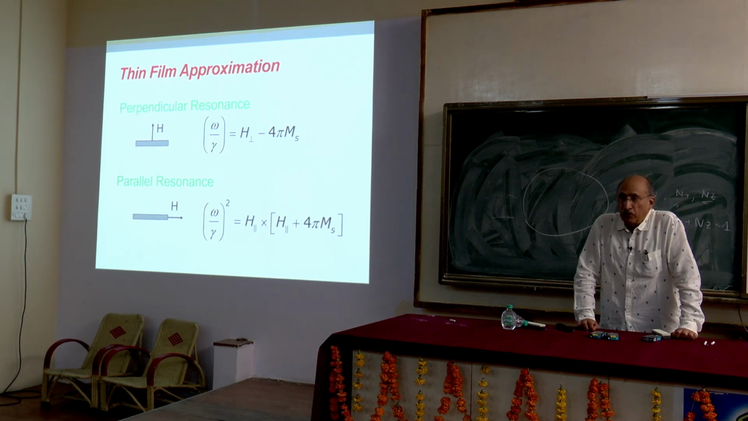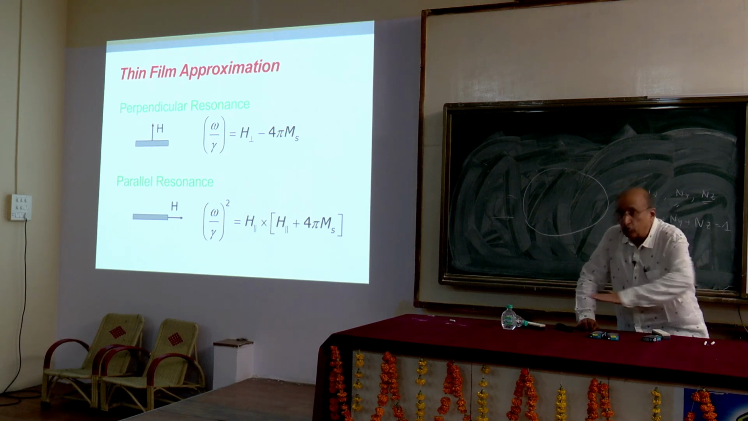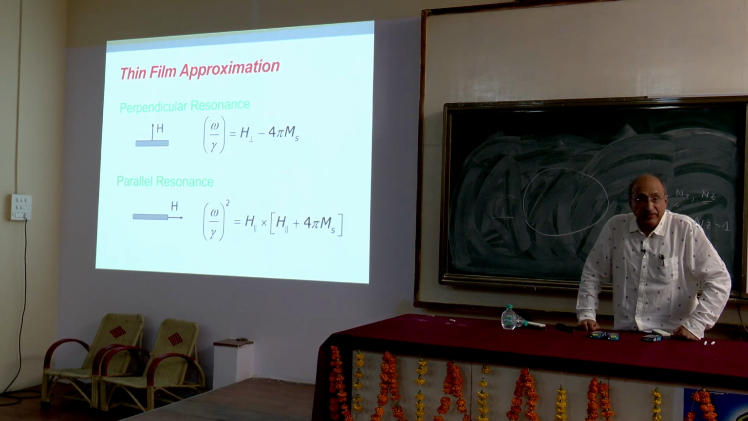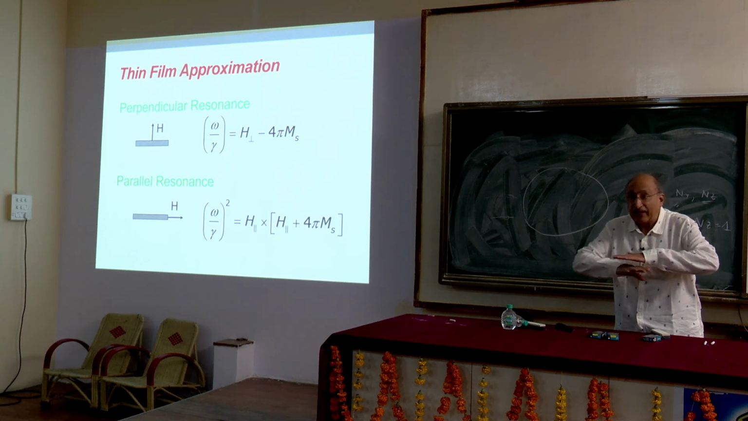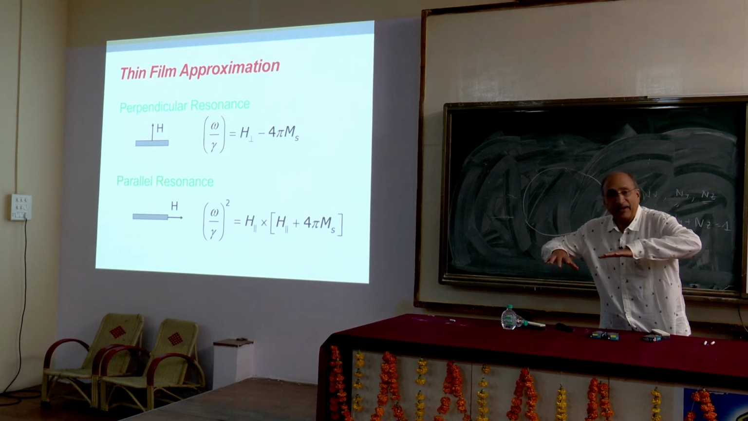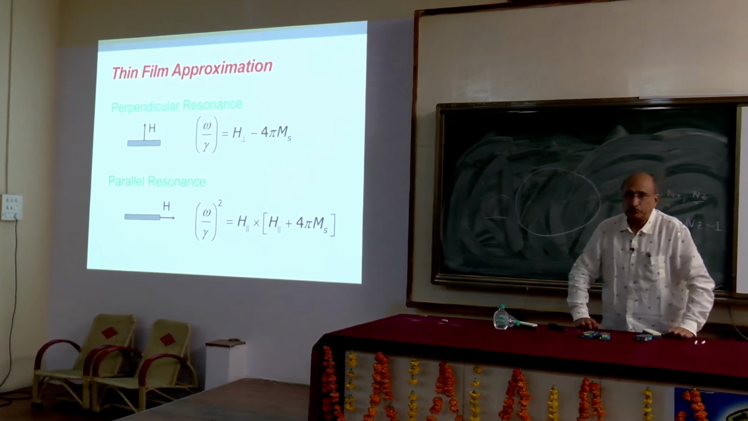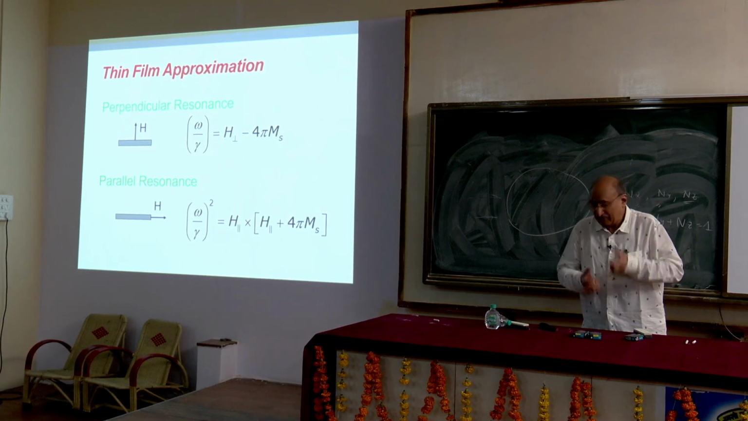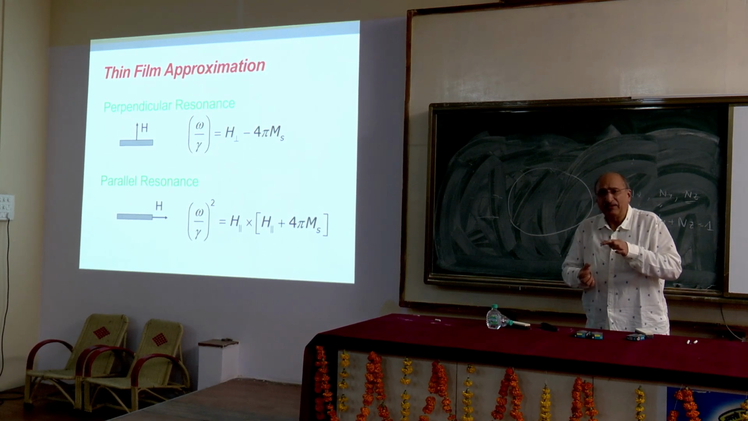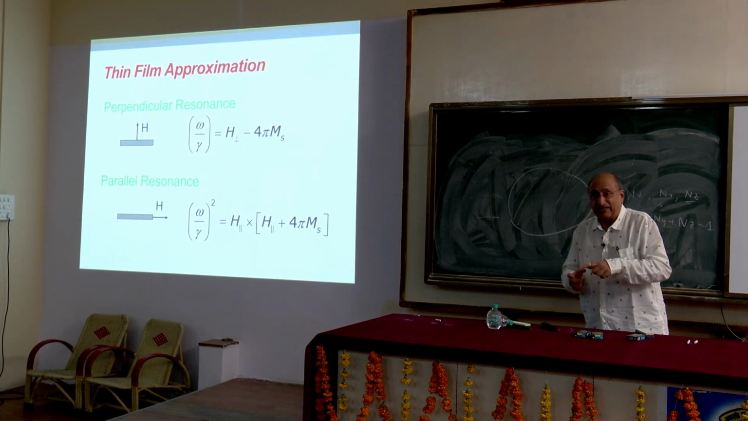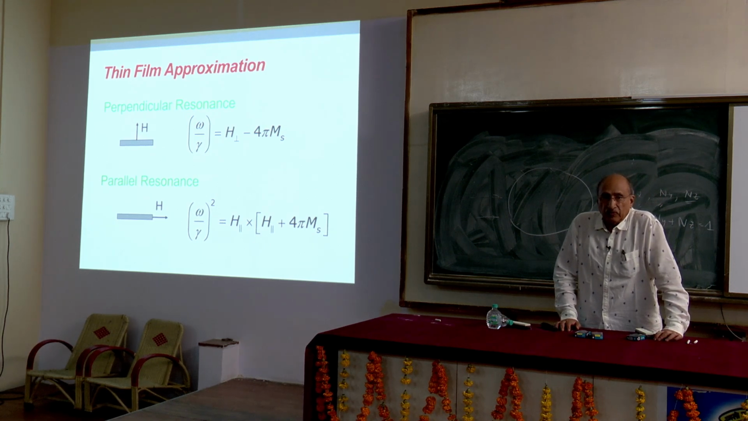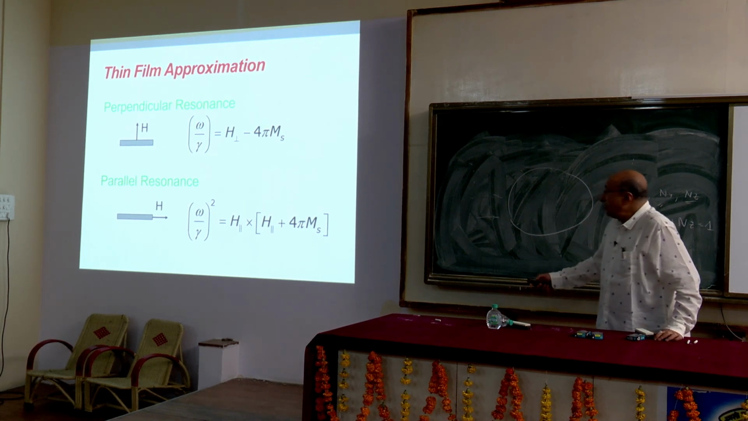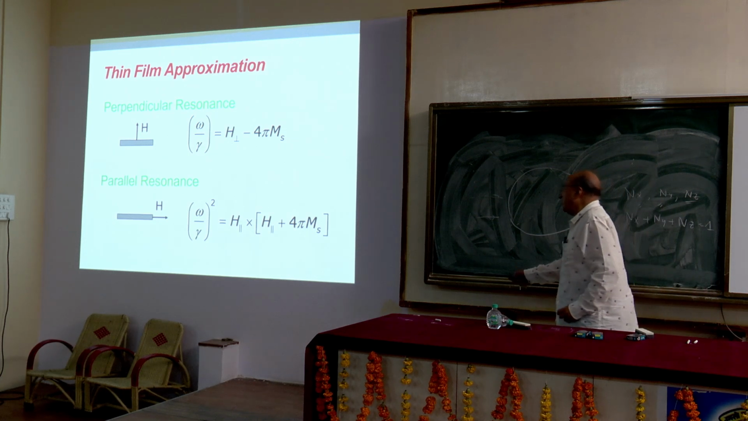Now, when I am applying field parallel to the film plane, in that case, because that's a thick direction, I can take in that particular direction demagnetization factor equal to 0. Along the z direction, and along the x direction, you will take it to be 0. Okay, then you get this particular condition, which is the condition for a parallel resonance.